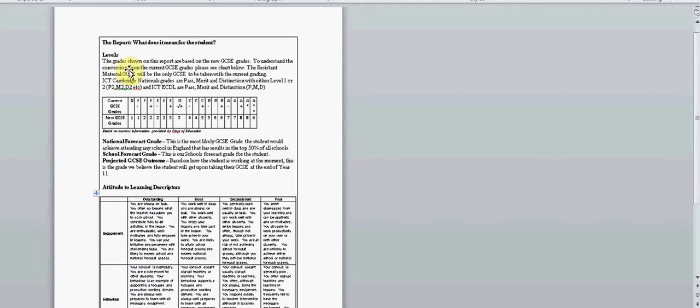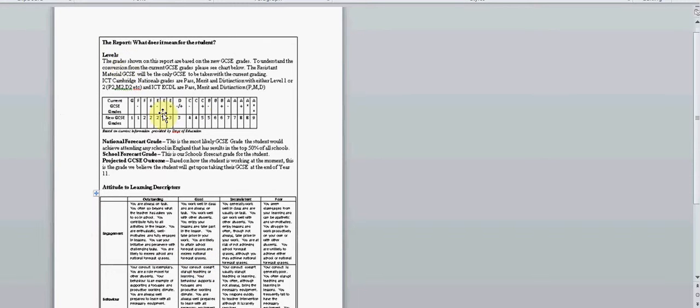Okay, so this would be the back of the report. A big bit of the text down the bottom here is about those attitude to learning descriptors. What's your engagement like, your behaviour, and then down below there is the homework. We have outstanding, good, inconsistent and poor for each of those. And to find out more about those, it's probably better to actually look on a paper copy of the report.